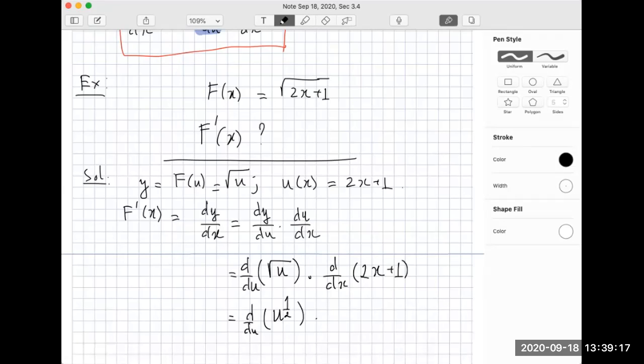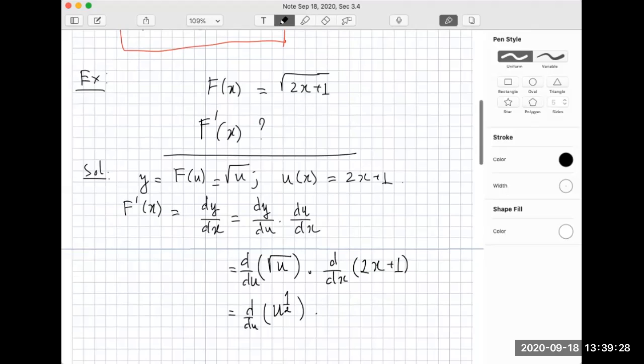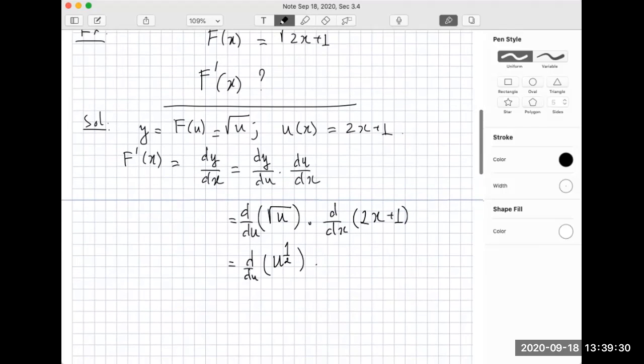And here, what is d of 2x plus 1 over dx? Lexi, can you help me with this one? Yeah, d over dx of 2x plus 1. Oh, what is it? Just 2. Right? Because here, the derivative of 2x gives us 2 times x prime. x prime is 1. Then finally, it becomes 2 right here, right?